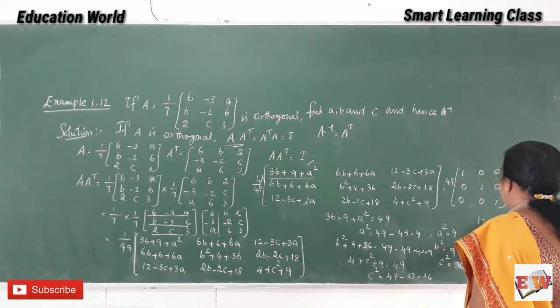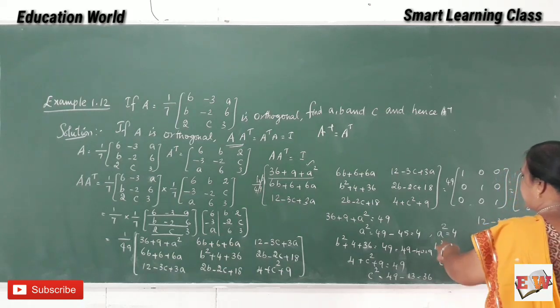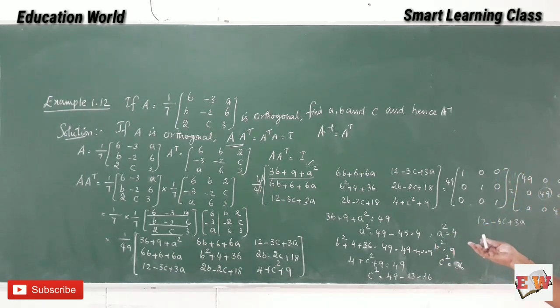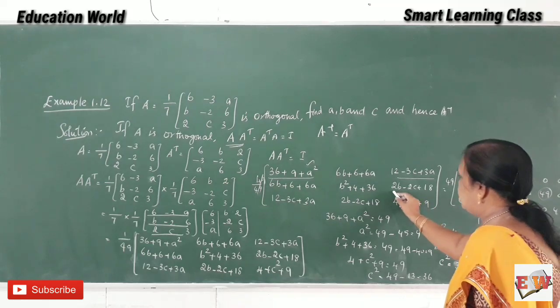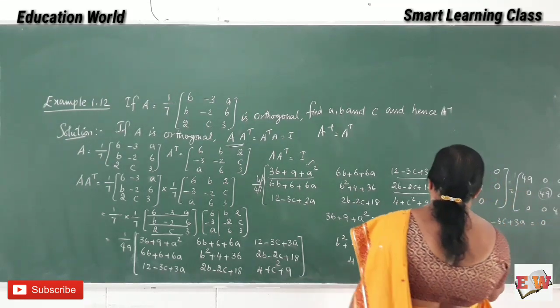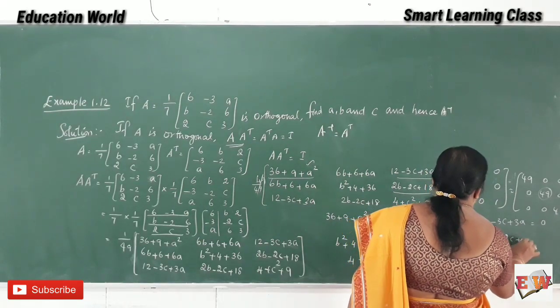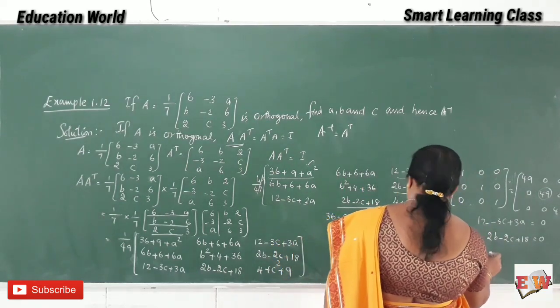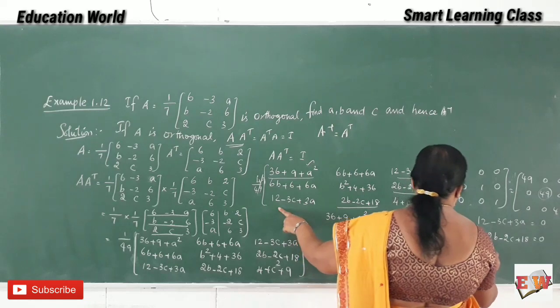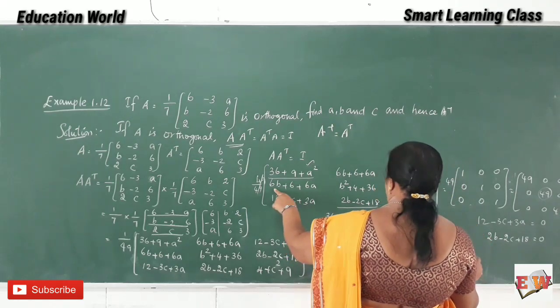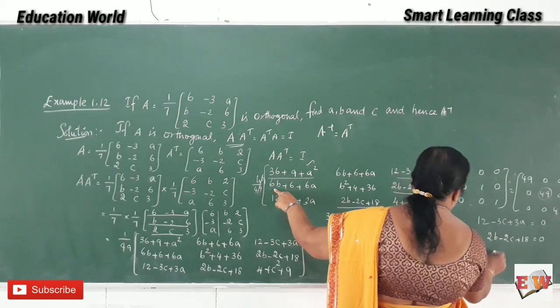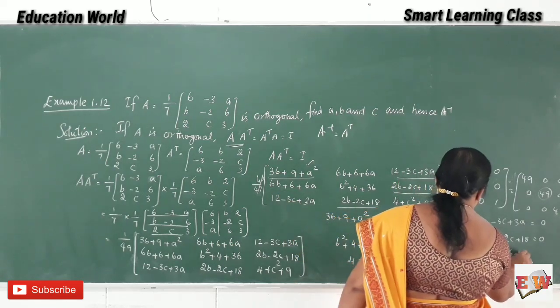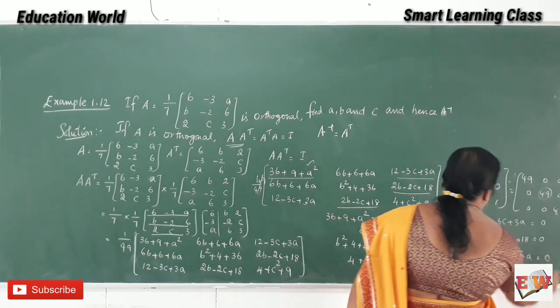Just take 12 minus 3c. We have to verify now. Here the square is coming, so whether it is plus or minus, we have to find the a, b, c values. See, this is equal to 0. In this, you just take 2b minus 2c plus 18 equal to 0. Then 2b plus 6 plus 6a is equal to 0.